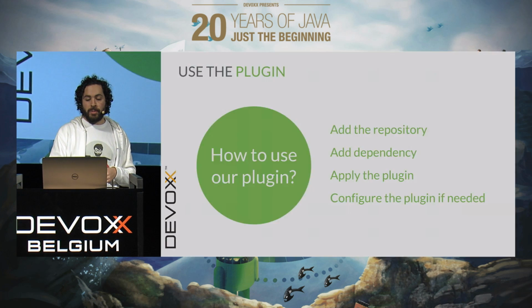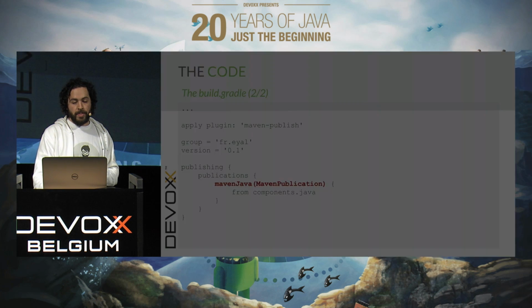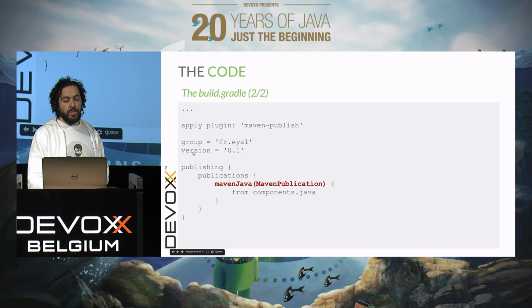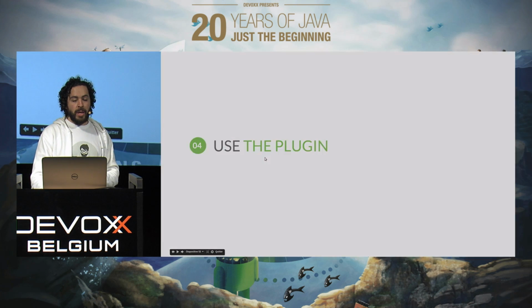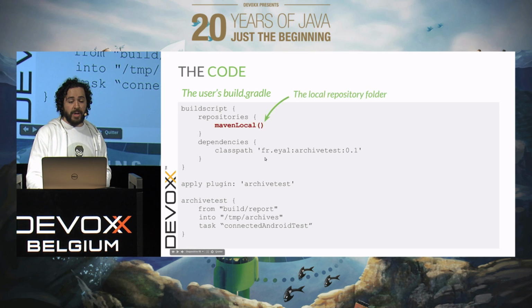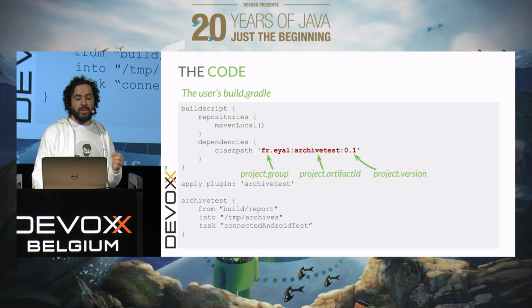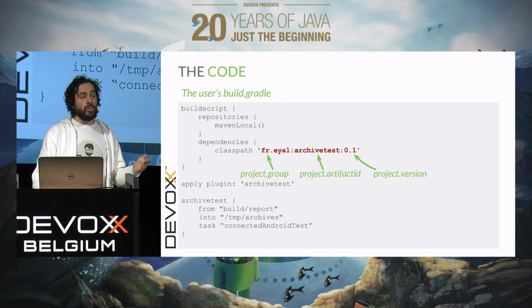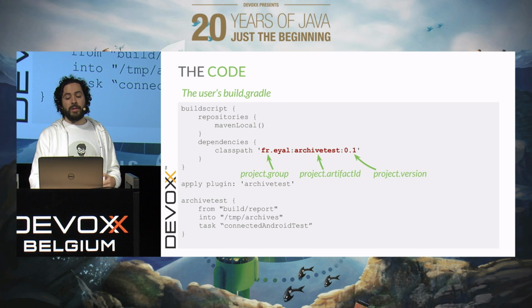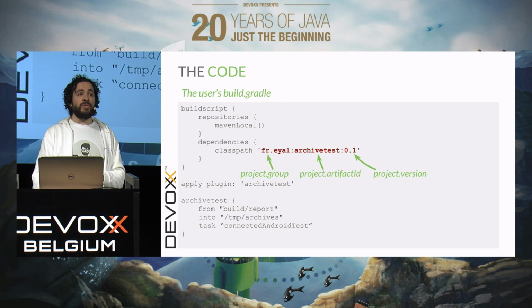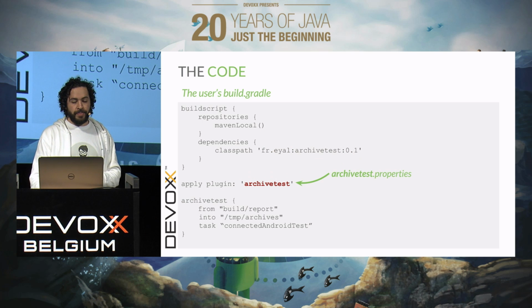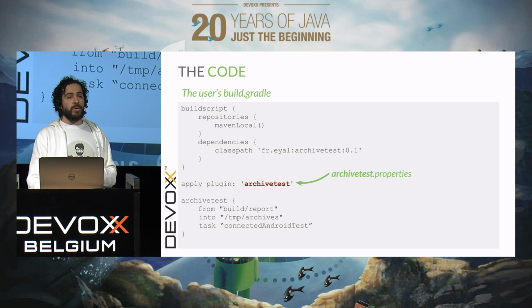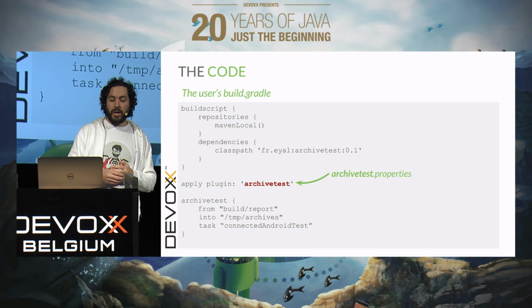I come back to the build.gradle. So what you see here, group and version are defined here, and the artifact will be built following this information. So the class path is made by the group, then the artifact ID, then the version that is defined in the project. Then the user can apply finally our archive test.